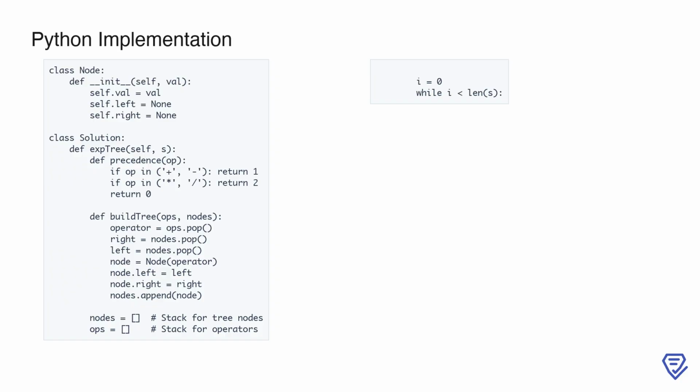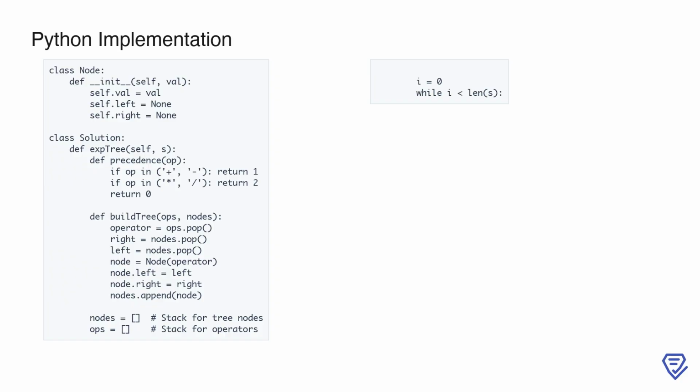To manage operator precedence, we define a helper function precedence that assigns priority levels to operators, giving higher precedence to multiplication and division over addition and subtraction. Another helper function, buildTree, is used to construct a subtree by popping an operator from the operator stack, and then popping two operands from the node stack to serve as its left and right children. The newly formed subtree is then pushed back onto the node stack. We initialize two stacks, nodes to store tree nodes and ops to store operators.